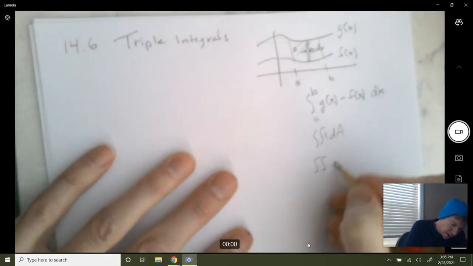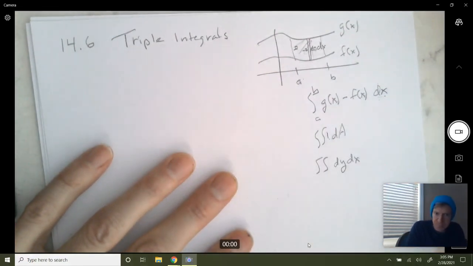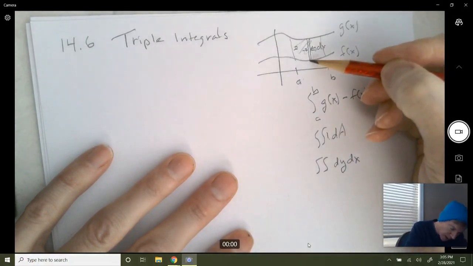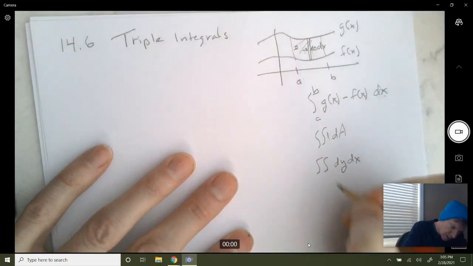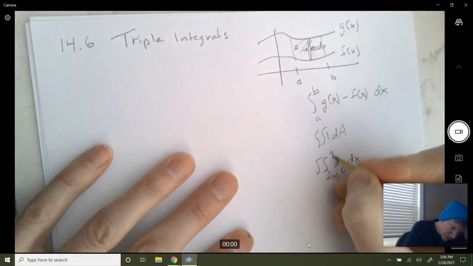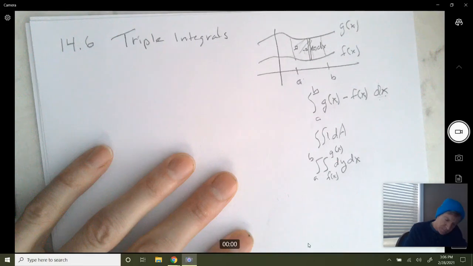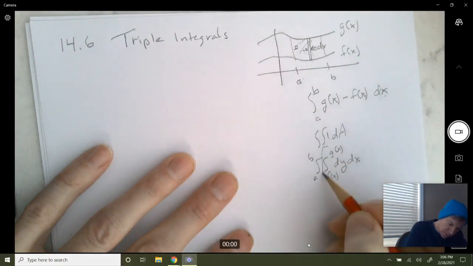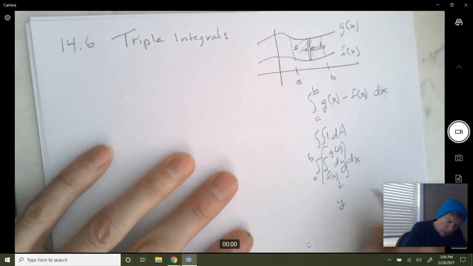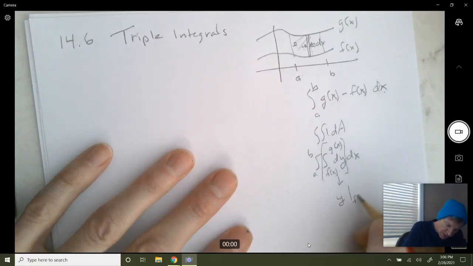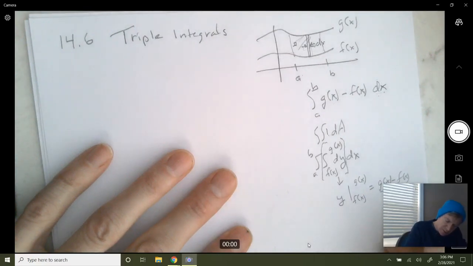And that dA would be a dy dx. And y would go from the lower y, the smaller y, to the bigger y, so from f of x to g of x. And then x would go from A to B. It's pretty easy to see what happens after you evaluate the first one. The antiderivative of dy is y, as y goes from f of x to g of x. So as you plug those in for y, that's going to be g of x minus f of x, and this becomes your integrand.